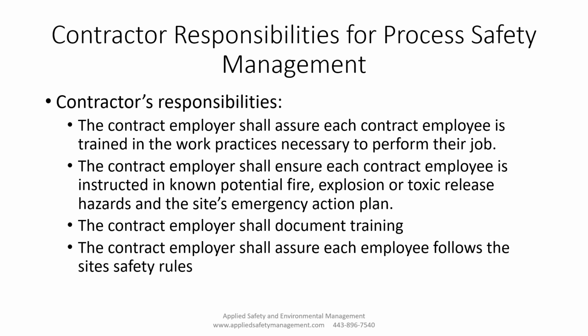Moving on, the contract employer shall ensure each contract employee is instructed in known potential fire, explosion, and toxic release hazards and the site's emergency action plan. So what they're saying is basically just like we talked about on the previous slide, the contractor, before they do the work, is supposed to make sure that they know exactly the potential fire, explosion, and toxic release hazards along with the site's emergency action plan. I know time is money, but you have to have a way that you're communicating the hazards to people. And of course, that goes both ways too.